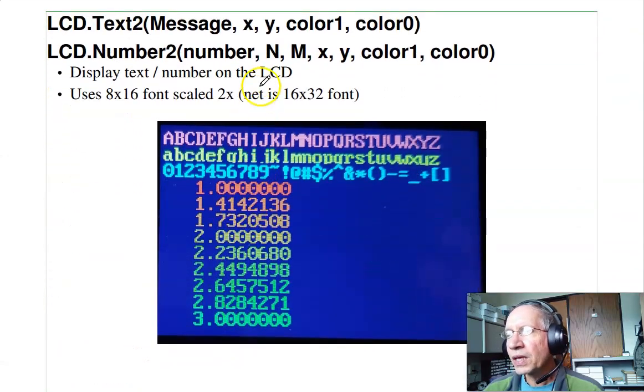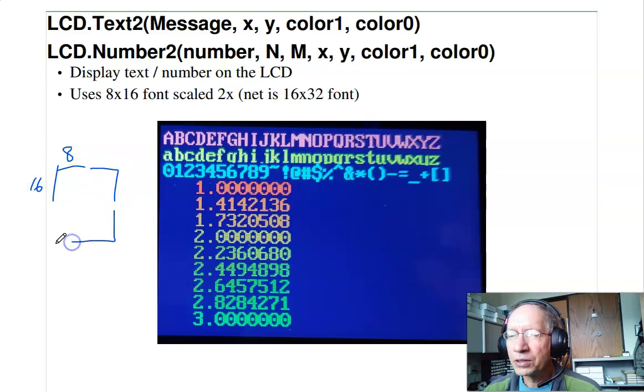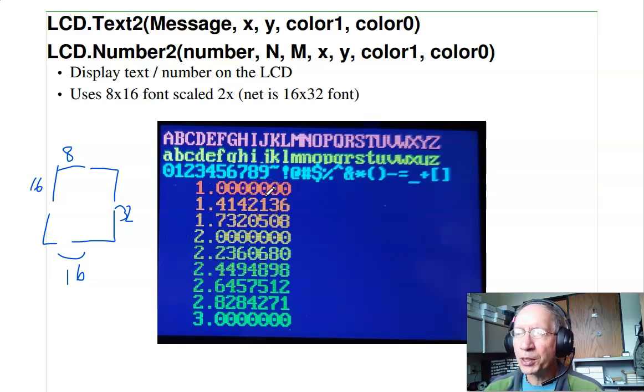Text 2 is the same as text, but it's scaled by 2. So again, it's an 8 by 16 font, scaled by 2. So the net result is a 16 by 32 font that's kind of blocky, but it writes pretty quick. Doesn't take up a lot of memory.